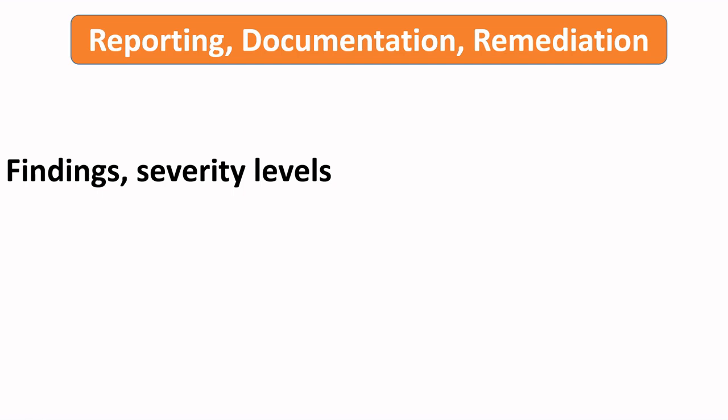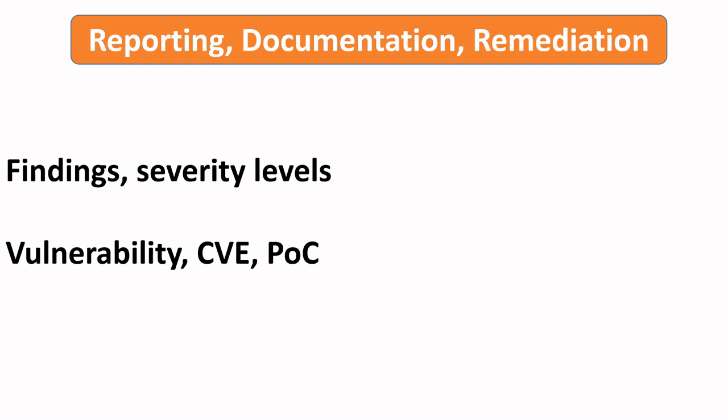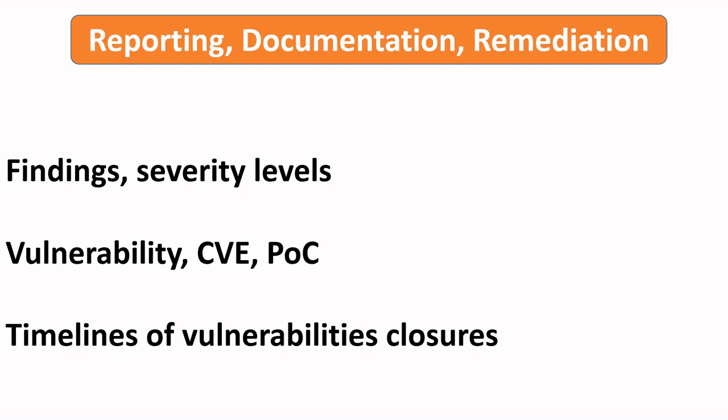Point number five, reporting, documentation, and remediation. Ensure the report contains the findings, severity levels, and recommended actions. Make sure vulnerability disclosure reports include the name of the vulnerability and time of discovery, the vulnerability's risk score based on the CVE database, what systems the vulnerability impacts, and proof of concept exploits or demonstration of how a bad actor can use the vulnerabilities, and the remediation steps. Make sure the timelines for mitigating the vulnerabilities are followed with respect to their severity and as per the documented policy.